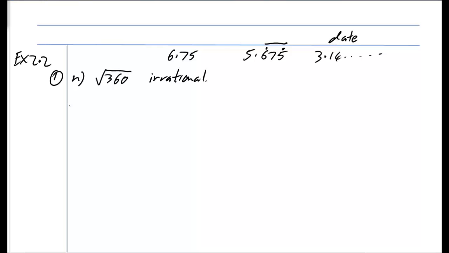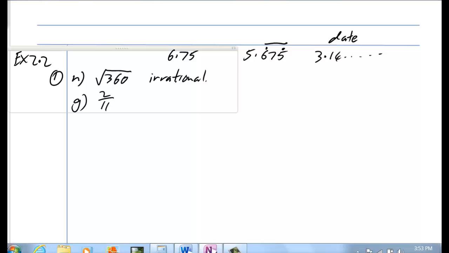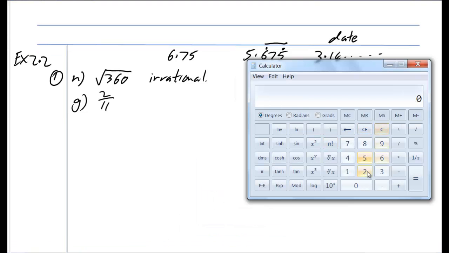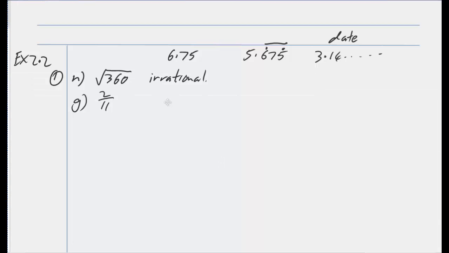If we have a look then at, let's do G, which is 2 over 11. Get our calculator and go 2 divided by 11. 0.18181818. That's a recurring number. So the answer for that will be recurring.